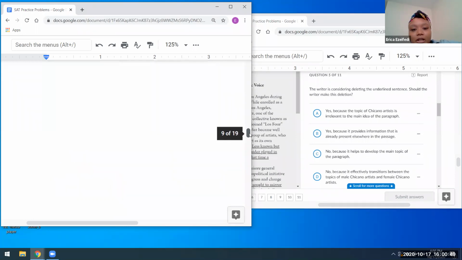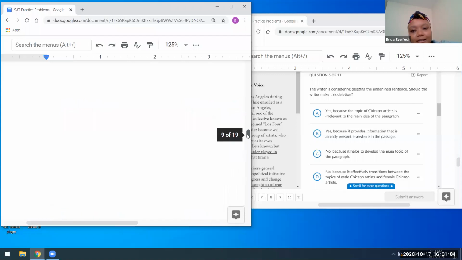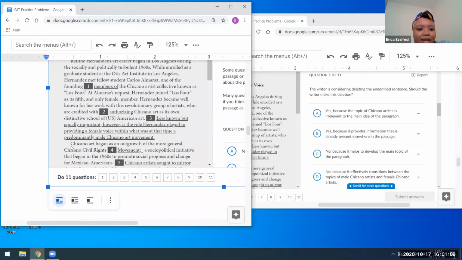So when we go back to the line that number 5 is referring to, Chicano artists sought to mirror the challenges, et cetera. This is telling us what these Chicano artists were trying to do. So that introductory sentence to this paragraph starts to hint at what this paragraph is going to be about. And then this line that number 5 refers to further fleshes that out, because it starts with talking about what Chicano art began as.